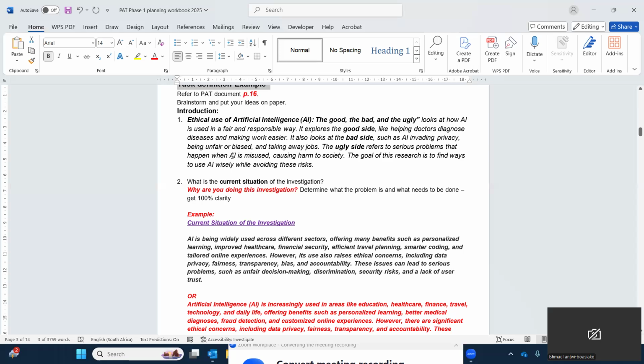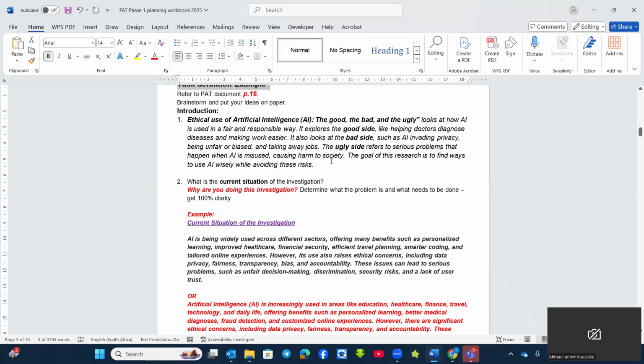So this is a brief introduction about the topic, whereby you address the good side by giving an example of the good side. Also, talking about the bad side, you can give one or two examples of the bad side. And finally, you talk about the ugly side. Then you put them together and summarize it. And this is the point: the goal of the research, or the reason why the research will be done, will be to find ways to use AI wisely while avoiding these risks that have been listed over there.